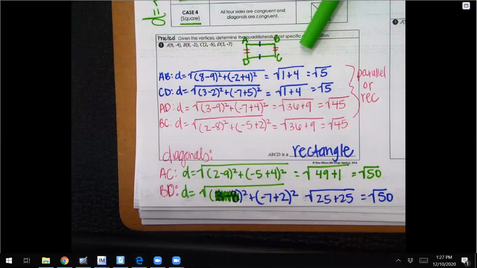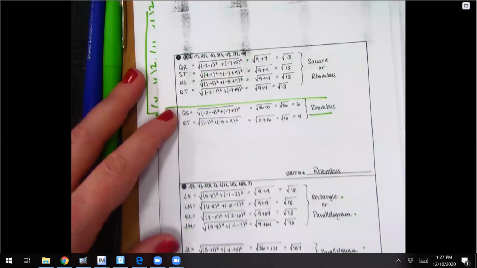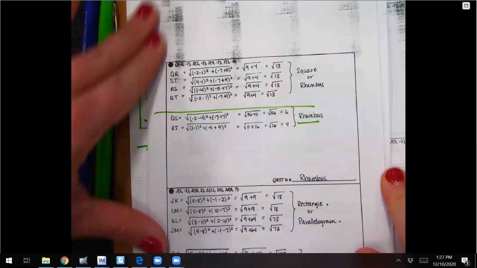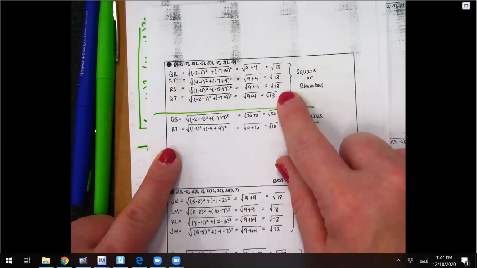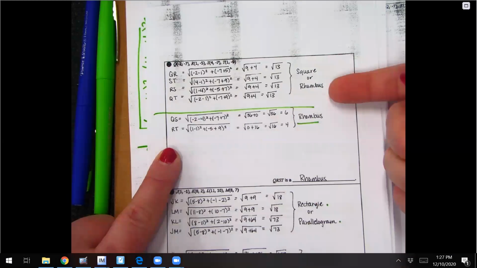I just want you to pay attention. Okay? So if you look at this first one, we've got 4 sides, Q, R, S, T. They are all the square root of 13, which means it's either going to be a square or a rhombus, right? Then we compare the diagonals. The diagonals are different. Same sides, different diagonals, going to be a rhombus.